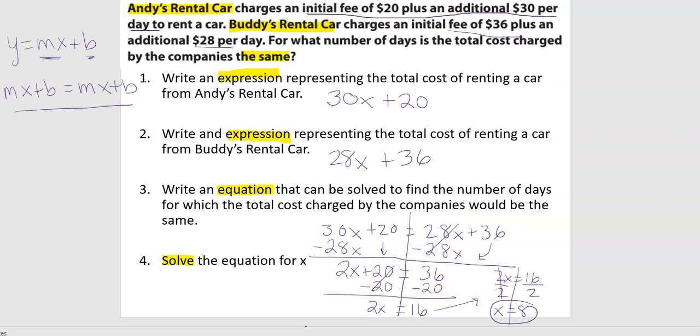Now, because it's a word problem, I cannot just say my answer is 8. It wants to know how many days they will be the same. So my answer would be 8 days.